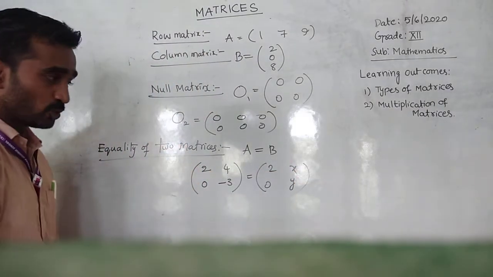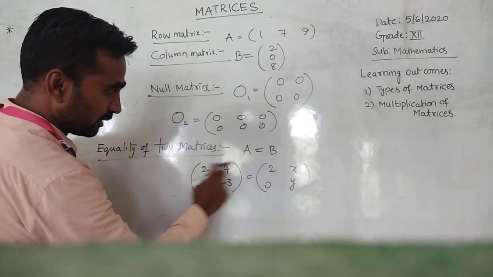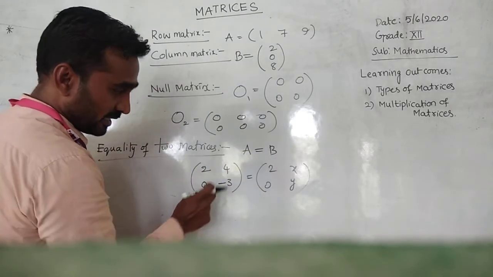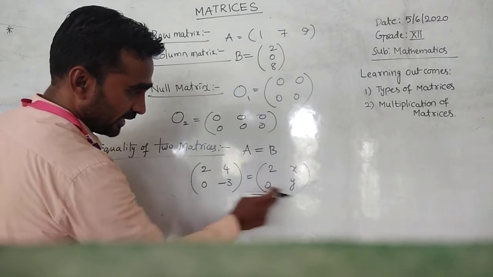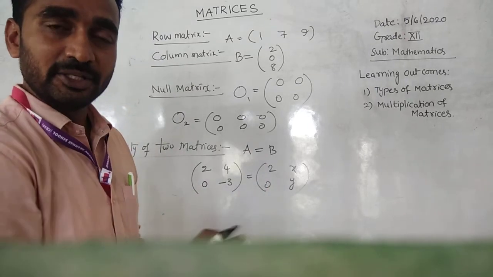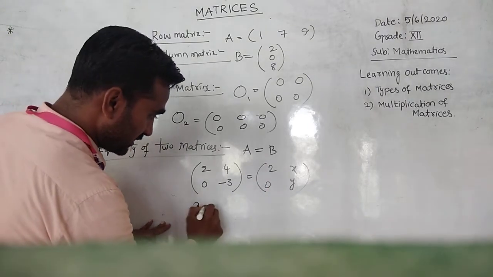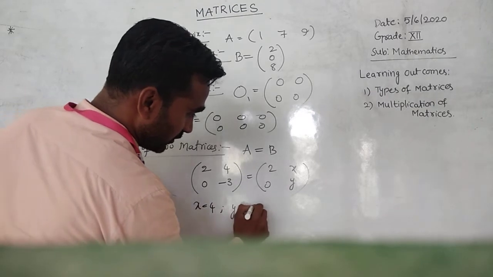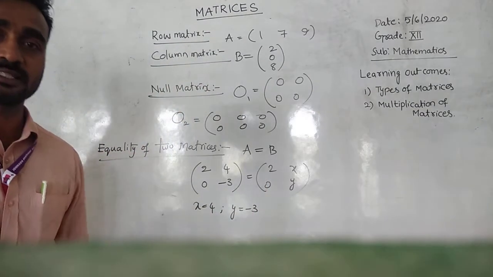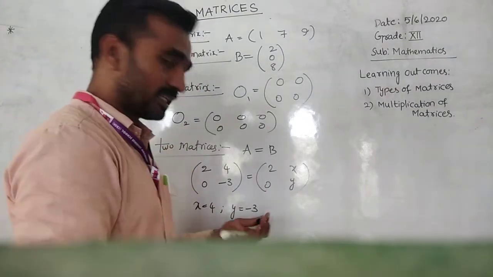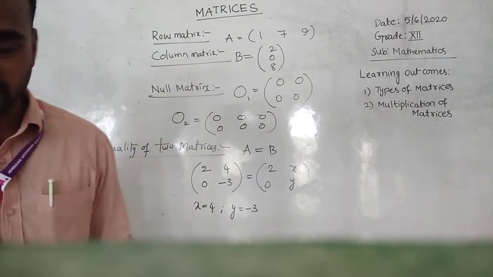If these two are equal, what is the value of x? Compare the corresponding elements A11, A12 and A21 and A22. Compare the corresponding elements, and you will get the value of x and y. So x is equal to 4 and y is equal to -3. So these two matrices are equal, as their corresponding elements are the same. Next topic.